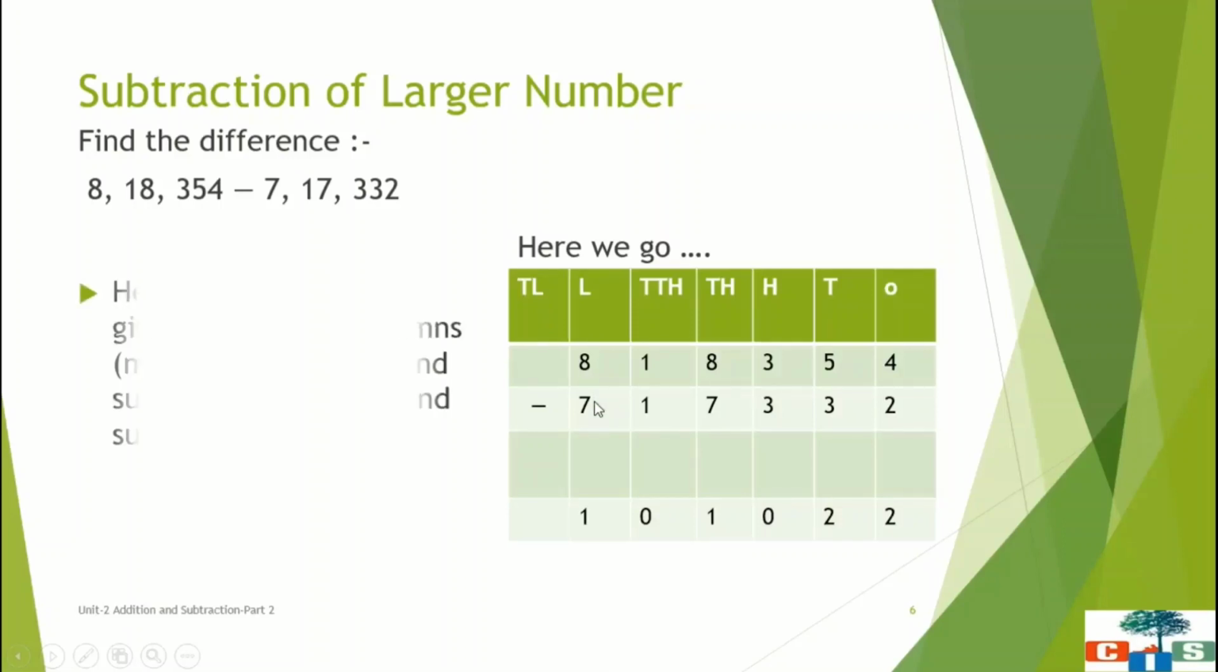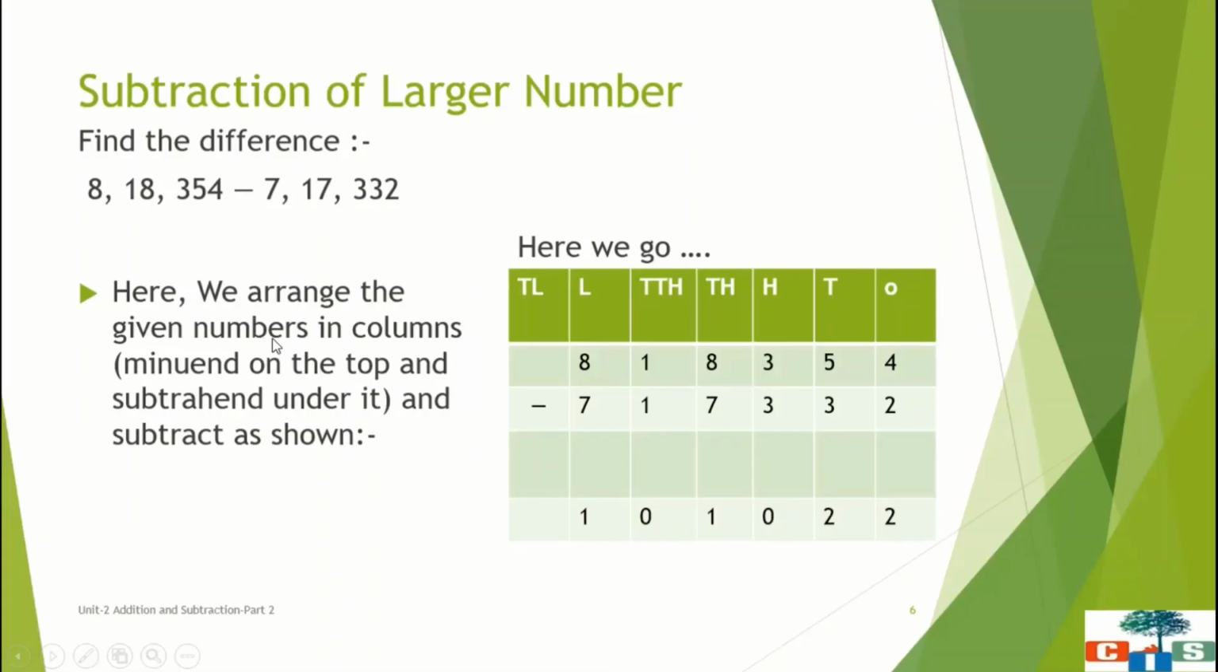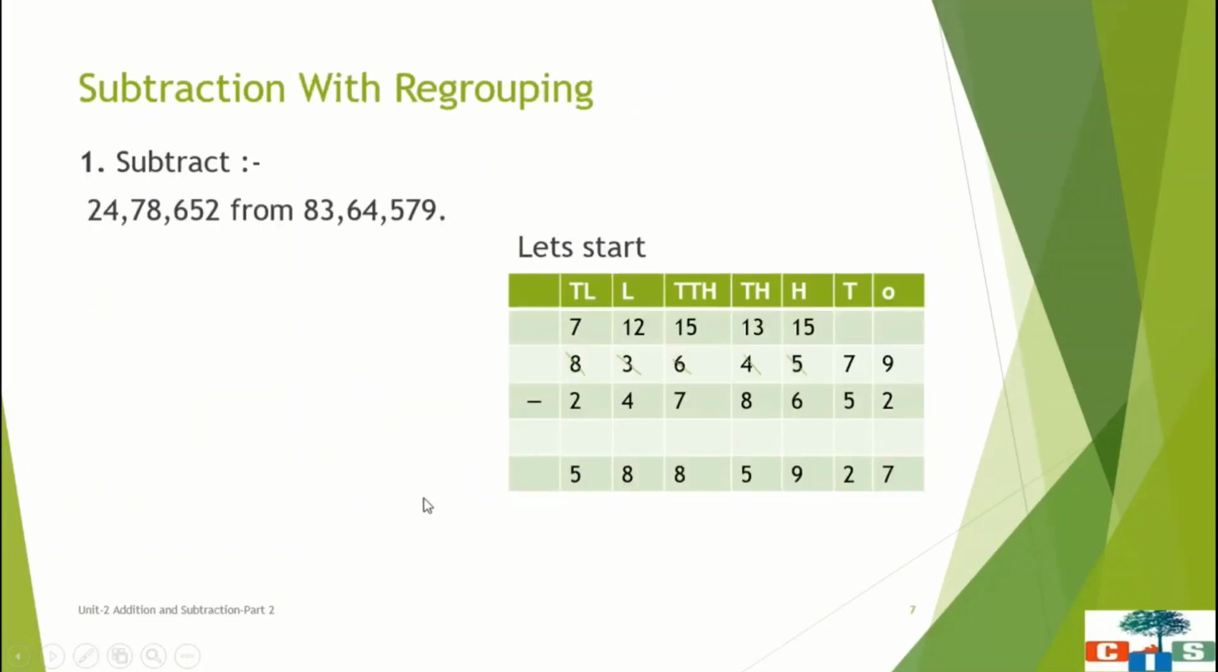So here we have to arrange the given numbers in column. First of all, minuend on the top, that is larger number on the top, and subtrahend under it. So what is the difference of these? The difference is 1,01,022.